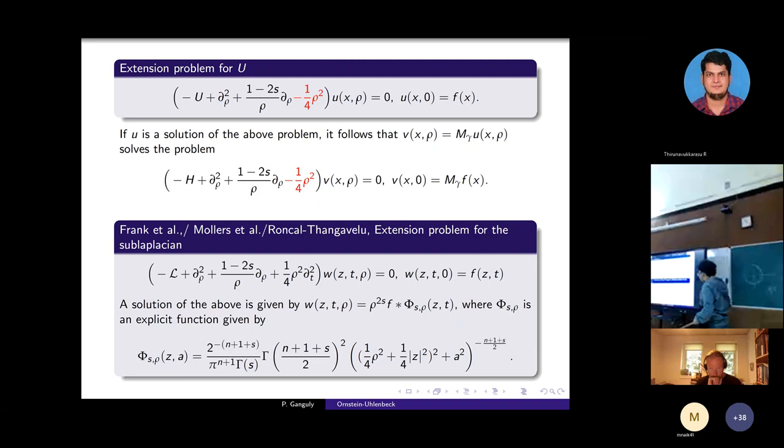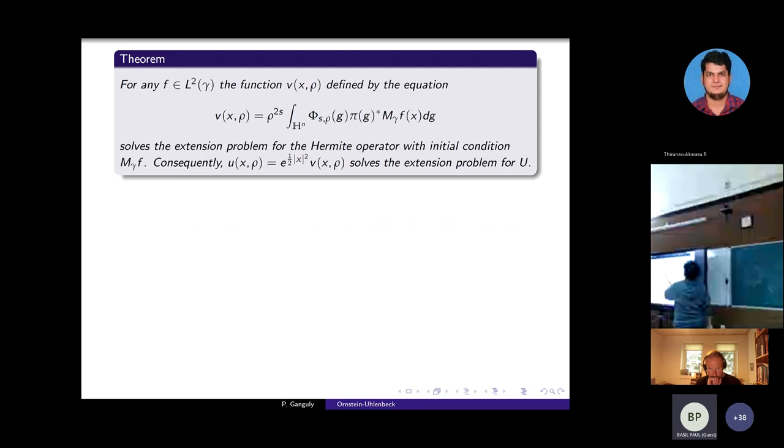So with this function Phi's rho and the connection between Hermite, Ornstein-Uhlenbeck and sub-Laplacian, we can show that given an L2 function, L2 gamma, suppose Vx rho is defined by this equation where we are integrating over the Heisenberg group, and pi is just the Schrodinger representation with lambda equals 1. Then this solves the extension problem for the Hermite operator with initial condition m gamma f. Consequently, if we multiply the Gaussian with Vx rho, that will solve the extension problem for u. So now we have one solution for the extension problem when the initial condition is in L2.